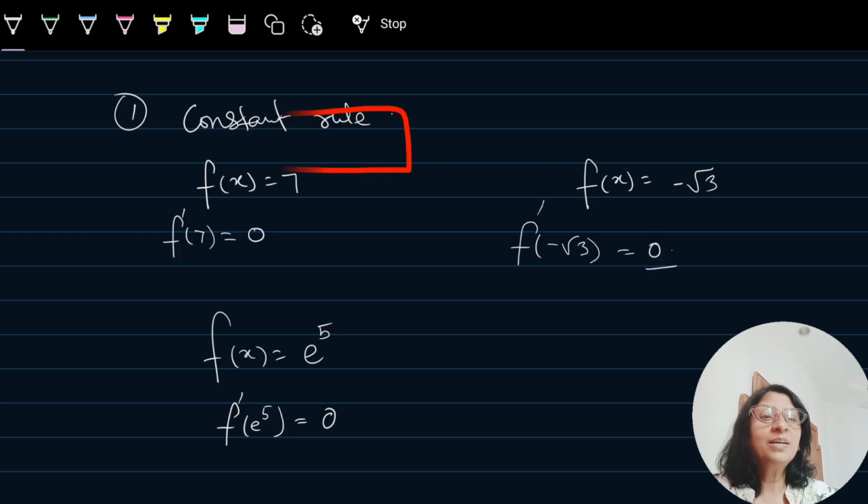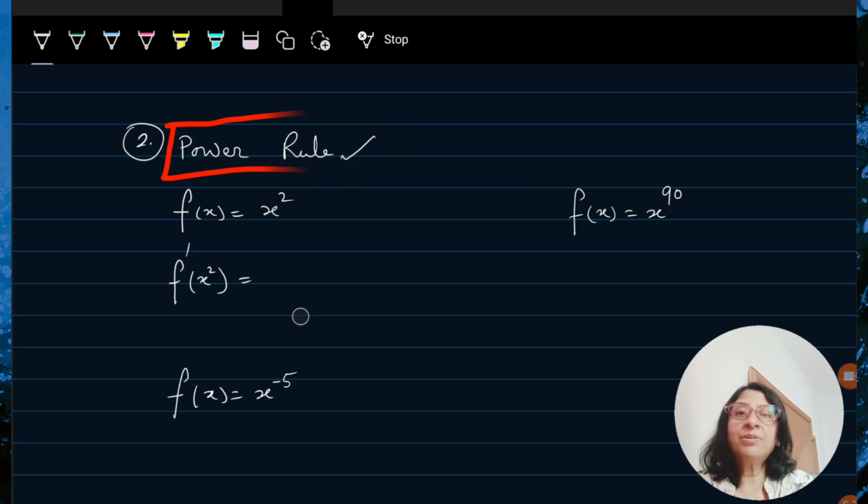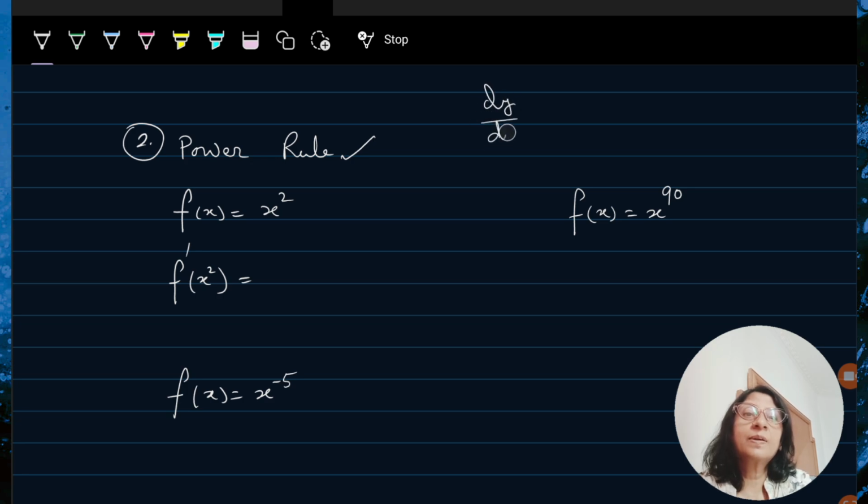Now come to the second rule. The second rule is the power rule. In this power rule, we know that dy by dx is equal to n times x to the power n minus 1, where n is the power. Here our power is 2. So derivative of x square is equal to 2 multiplied by x to the power 2 minus 1, so that can be written as 2x. So this is our answer.